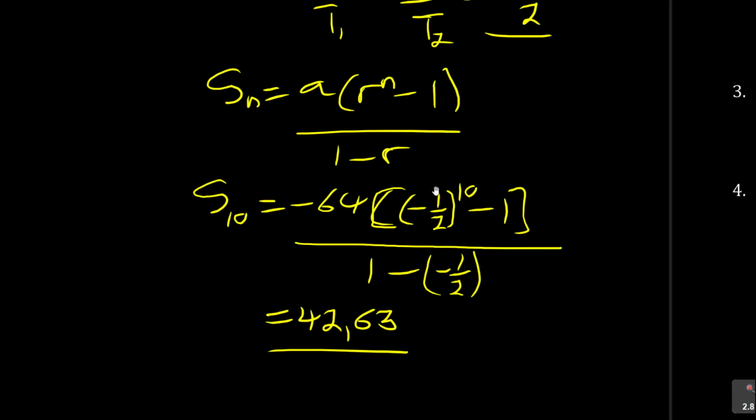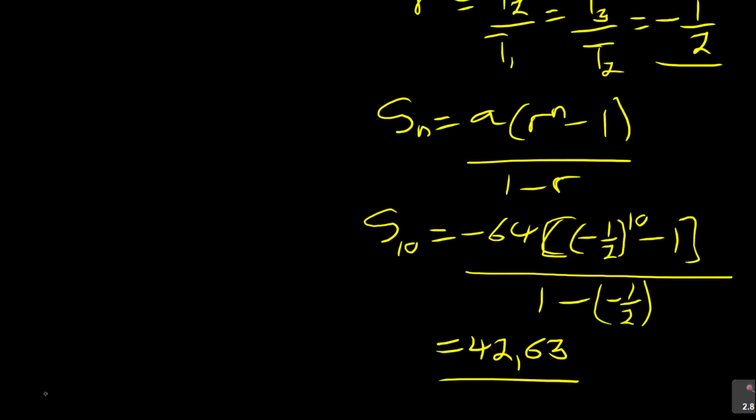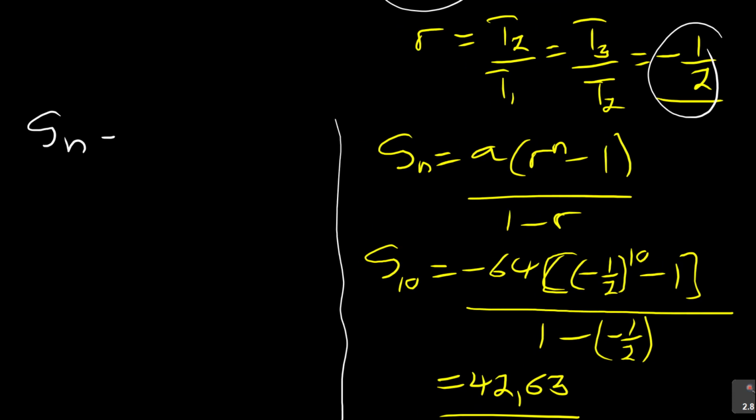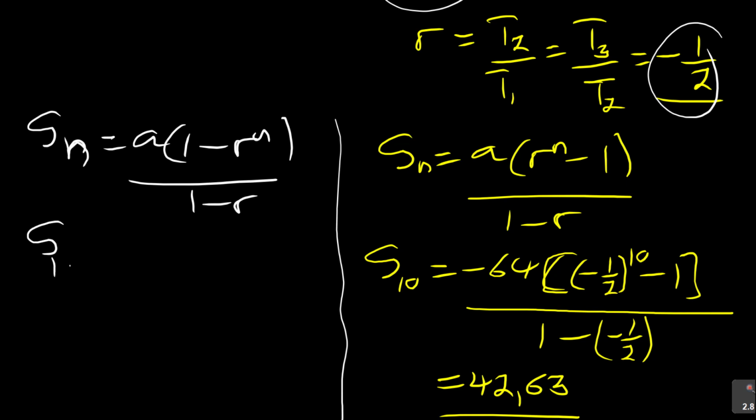But now you will already argue with me to say, but that was not the right formula. Well, it's still going to give us the same answer. Since r was equal to negative half, a smaller number, you can then use the other formula: Sn is equal to a(1 minus r^n) over 1 minus r. If you used this formula, it was still going to be the same.